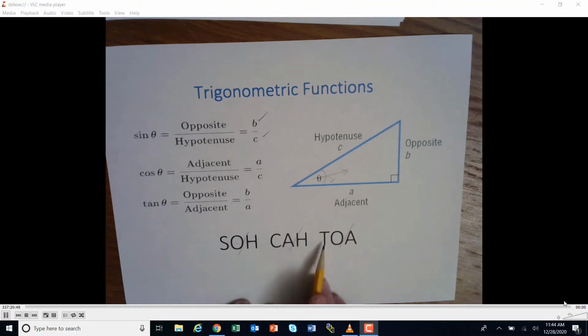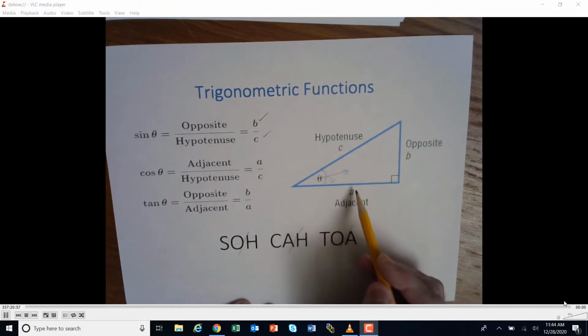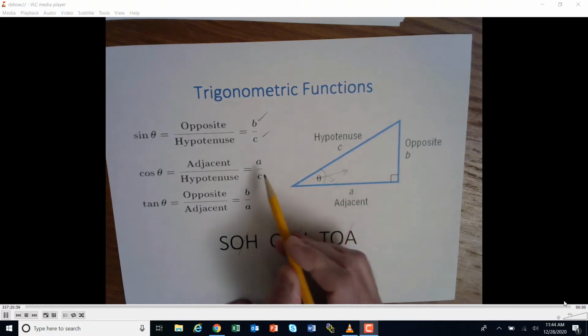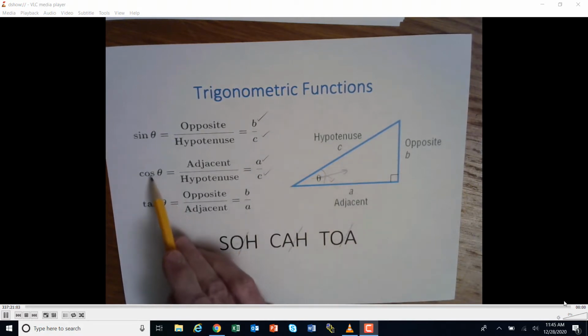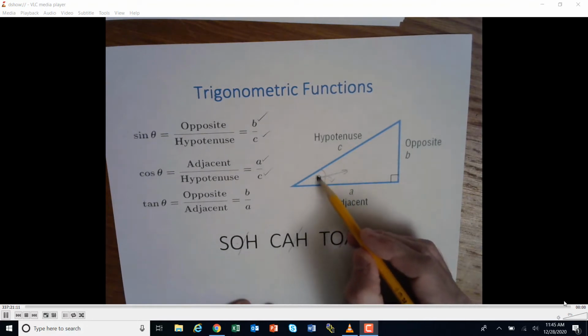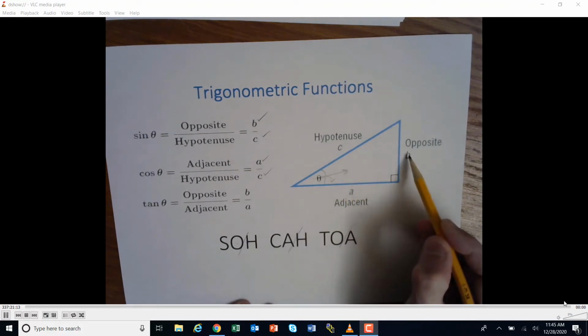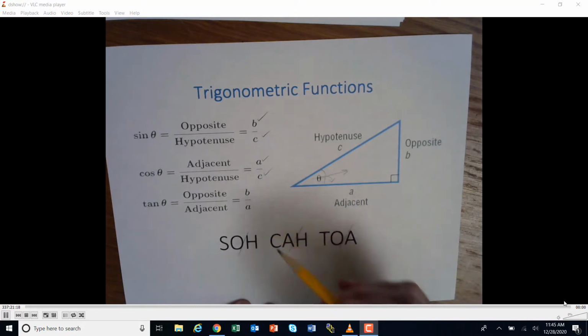CAH in the SOHCAHTOA is the cosine, and this is the adjacent divided by the hypotenuse. So now we'll be using the adjacent right here, which would be the A, divided by the hypotenuse C. That's cosine is adjacent over hypotenuse. And then tangent is the opposite over the adjacent. So if we were looking at this angle right here, it would be the length of this side right here, divided by the length of this side right here, okay?